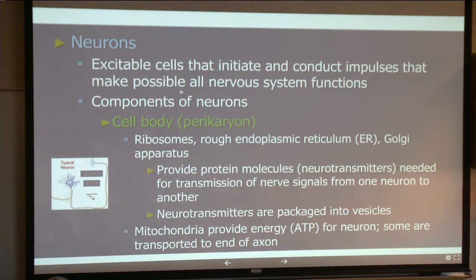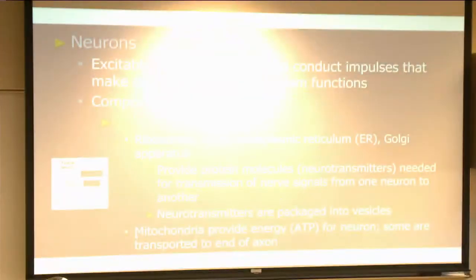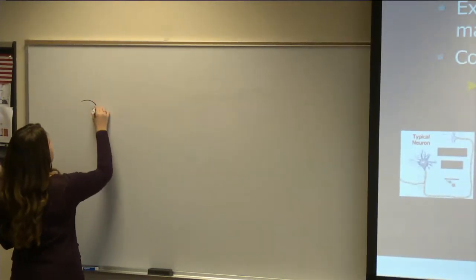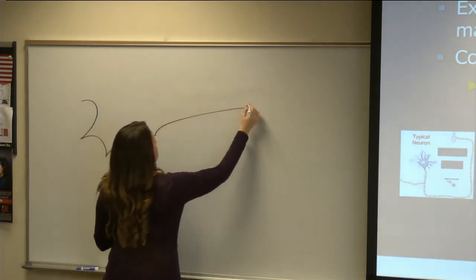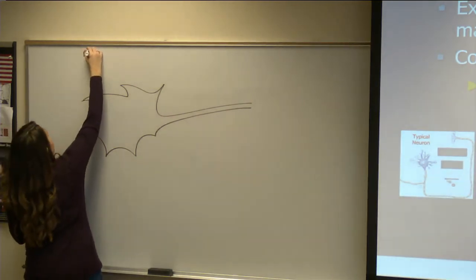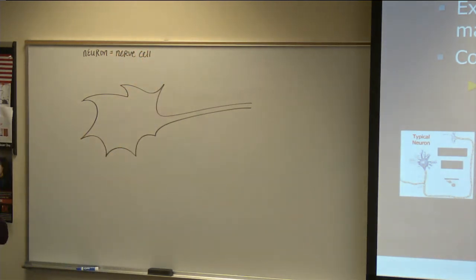Okay, and then next up, we have what we call a neuron, and I think I'm going to do all of this up here on the board. So we're going to go ahead and just draw a picture of a neuron like we have done before when we talked about nervous system tissue. So this is what we would call a neuron, or a nerve cell.